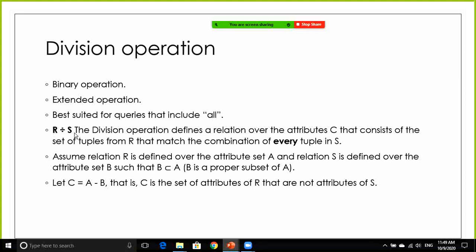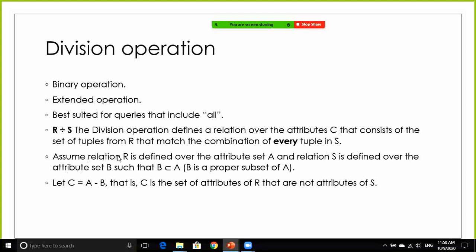So R divided by S is the division operation that defines a relation over the attribute C that consists of set of tuples from R that match the combination of every tuple in S. So when we have two relations or tables R and S and we apply division operation, the result will contain the attributes C and the values of that attributes will be the tuples from R that match every value from the S. So now we will define this attribute C.